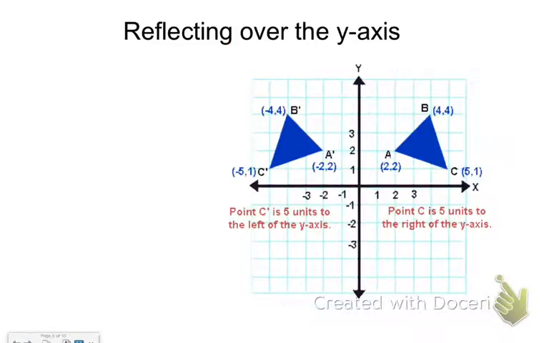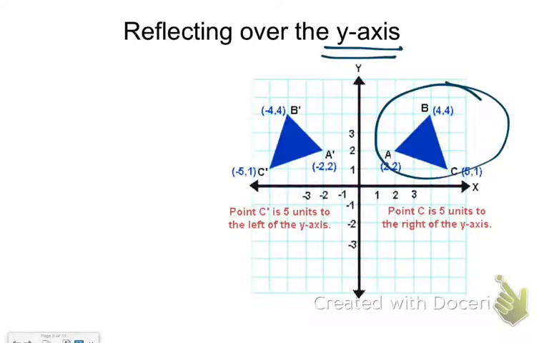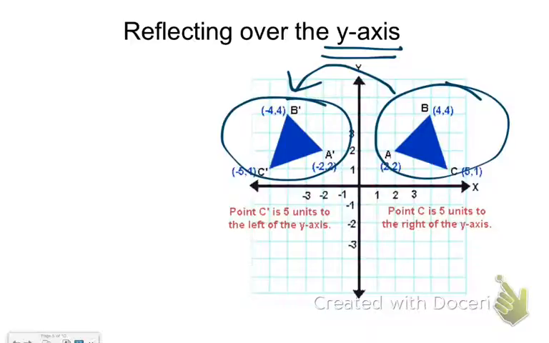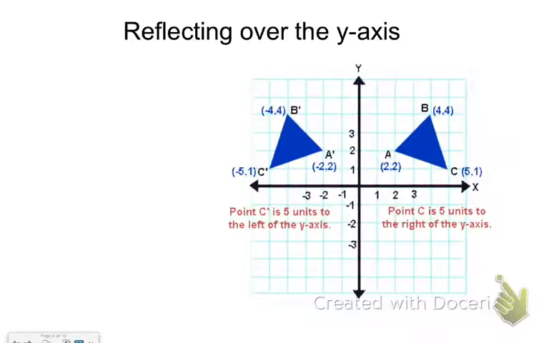It's a completely similar concept when we are reflecting over the y-axis. So let's take a look at triangle ABC, which is in our first quadrant, and when we reflect it across the y-axis, A prime, B prime, C prime is now in our second quadrant. So in graphing, each corresponding point must be an equal distance away from our line of reflection.